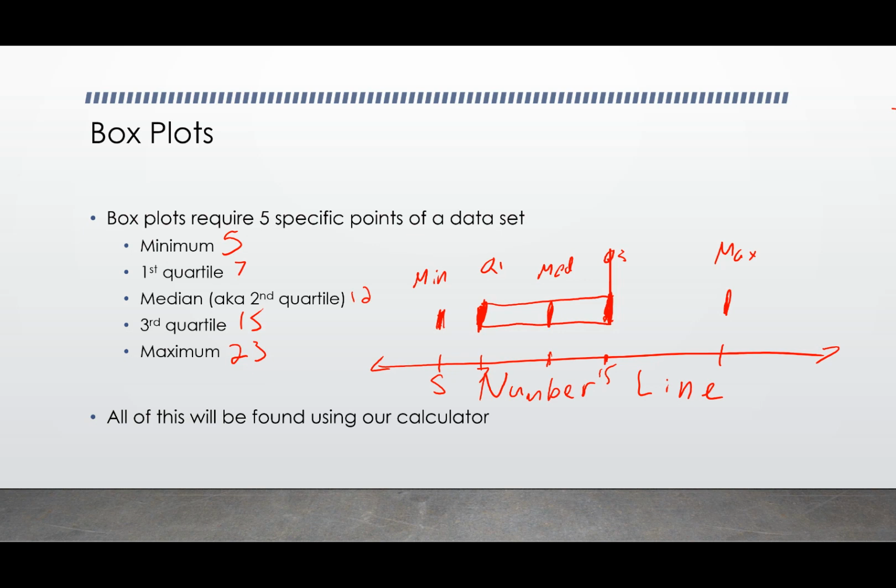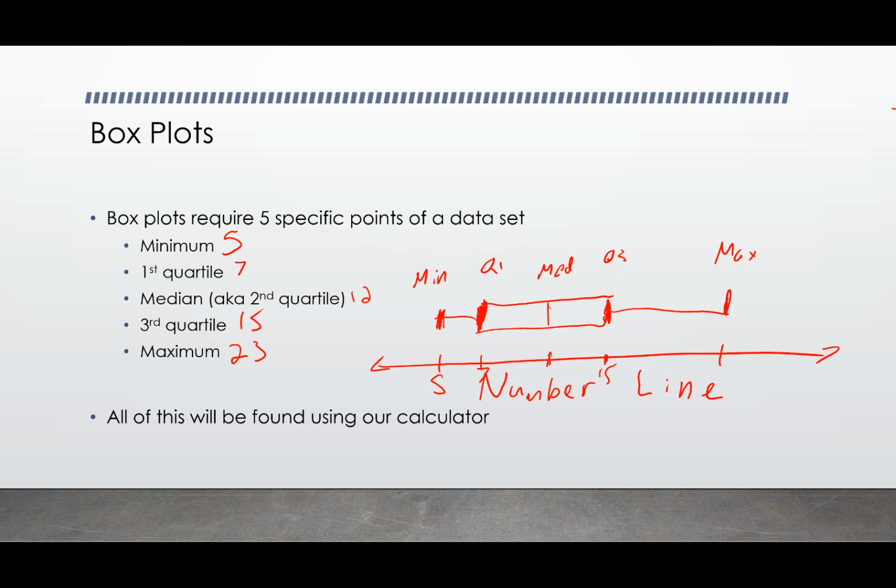Now, the median does not have to be in the middle. The median could definitely be a bit off-center, and most of the time it probably will be off-center. It's not necessarily always going to be in the middle, but it could be. And then, the box is from Q1 to Q3, and then we have a whisker that connects Q3 to the max and Q1 to the minimum. So there's your box and whisker plot.